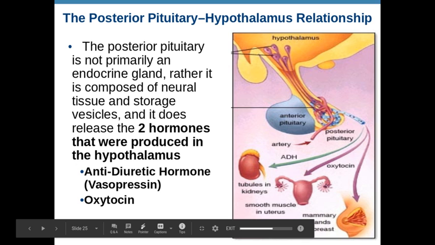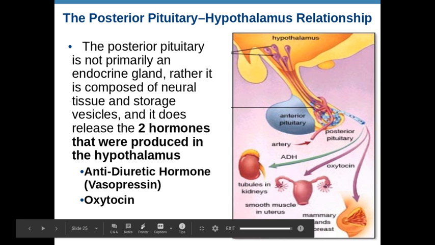Let's go back, though, first of all, and look at this posterior pituitary situation, because we've been talking a lot about the anterior pituitary, but the posterior is a bit different. We talked about how it is nervous tissue. But let's take a closer look at the two hormones that it stores that are produced in the hypothalamus. So we have antidiuretic hormone. Another name for it is vasopressin. So you can see these two names used interchangeably, and we'll talk about why in a moment.